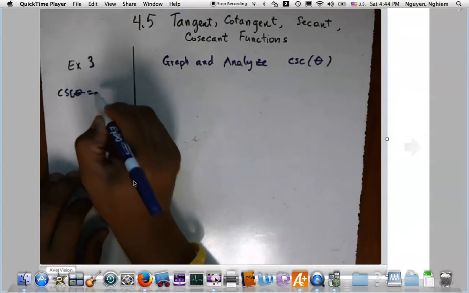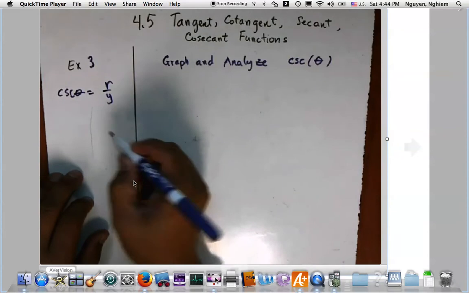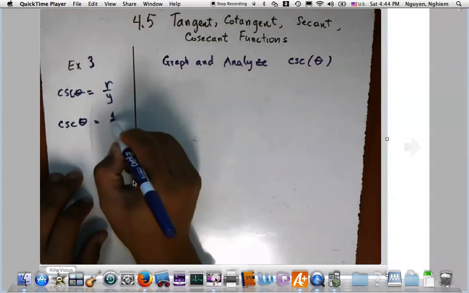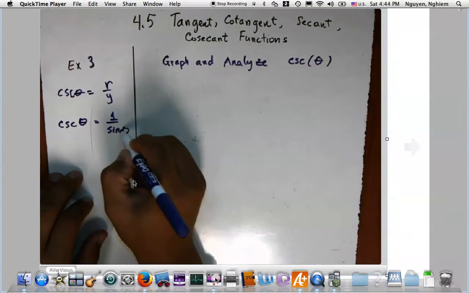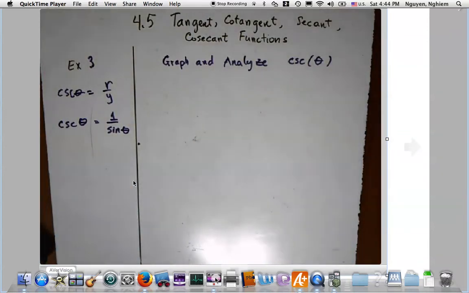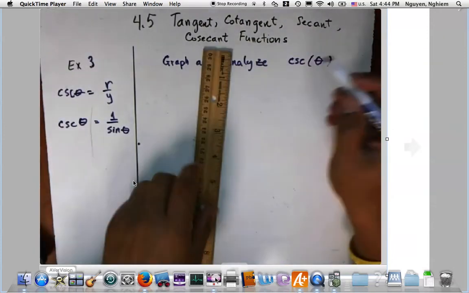A couple ways we can say it. It is r over y on the unit circle. We can also say that cosecant of theta is equal to 1 over sine of theta on the unit circle. And with that in mind, we can just start and use our graph right here to help us out.